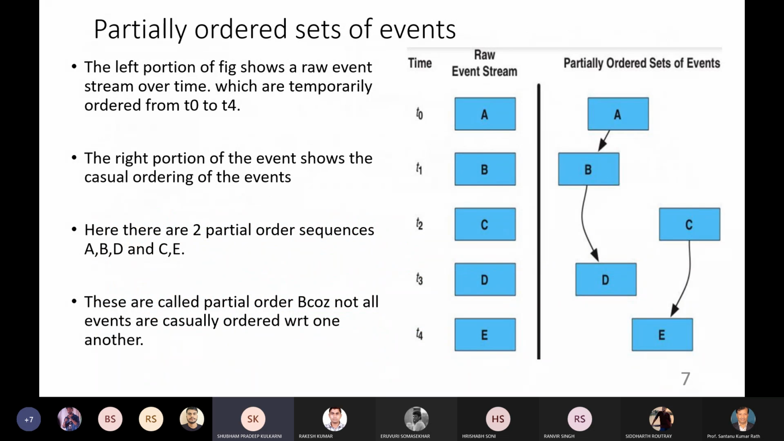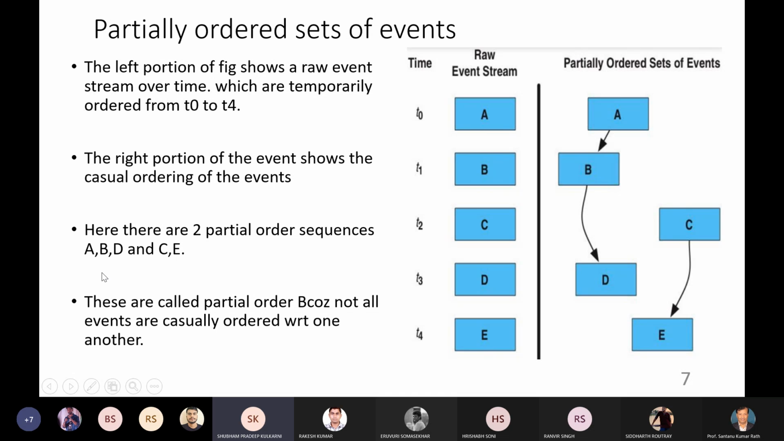This is how the partially ordered sets of events are depicted in the figure. The left portion of the figure shows a raw event stream over time, which is temporally ordered from time 0 to t4, and the right portion shows the causal orderings, or the dependencies, of the events. Here there are two partial order sequences. So we have A, B, D, and we have C and E.